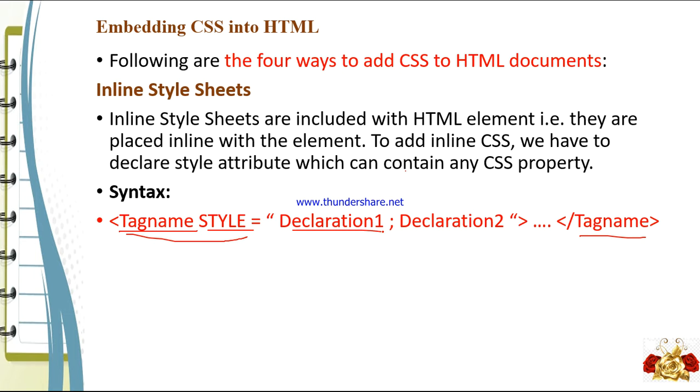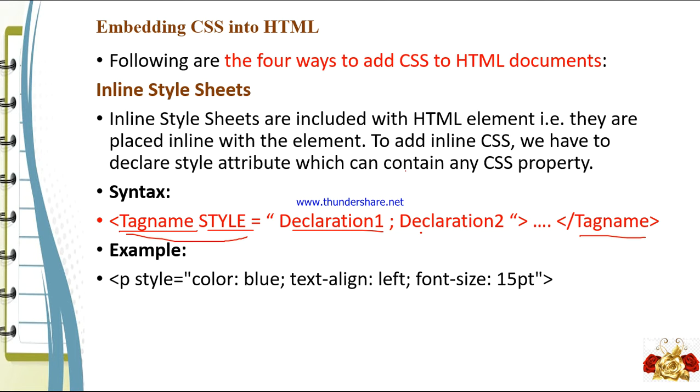Okay, equal to declaration. For example, the tag name is P. P specifies the paragraph. Okay, next style equal to color colon blue. Color is a property, blue is a value. Semicolon. Next text align colon left. Color is blue, text align is left, and font size is 15. So this is an example.